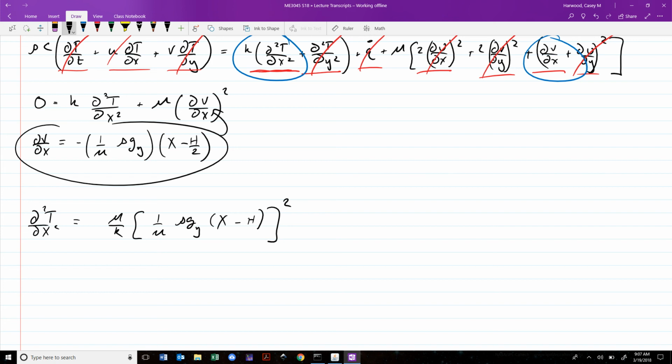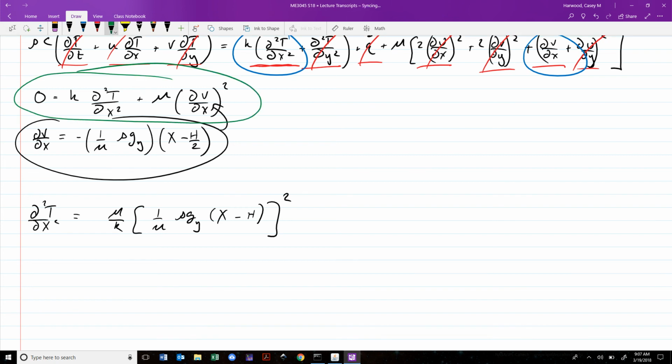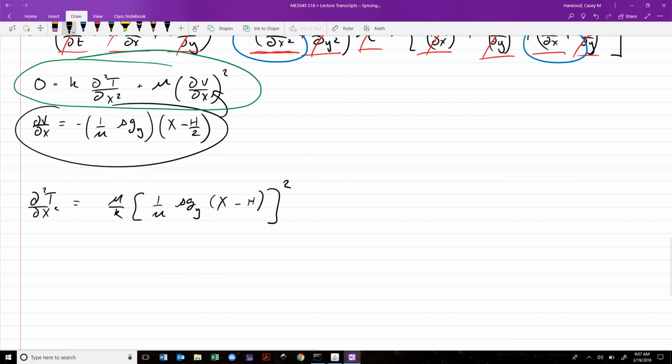Squared. Okay, so here's our governing equation, and we've substituted in our solution to the Navier-Stokes equations to arrive at an ordinary differential equation that we can actually solve directly. So if we integrate once, this becomes a messy problem. It's not necessarily difficult, it just turns into a lot of bookkeeping, because once you square this, you're going to end up with something. This should actually be an h over 2.